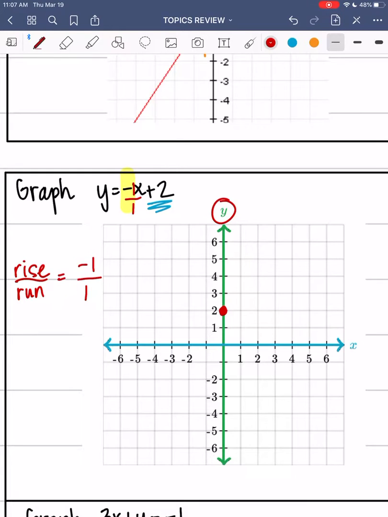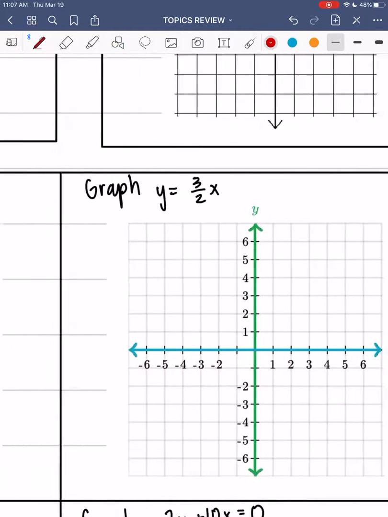Our rise is negative 1. That means we have to go down 1, and then we're going to go to the right 1. So here's our line, negative 1 over 1. Let's see if I can draw a nice line here. Go from here down to here. Pretty good. Nice, there's our line.